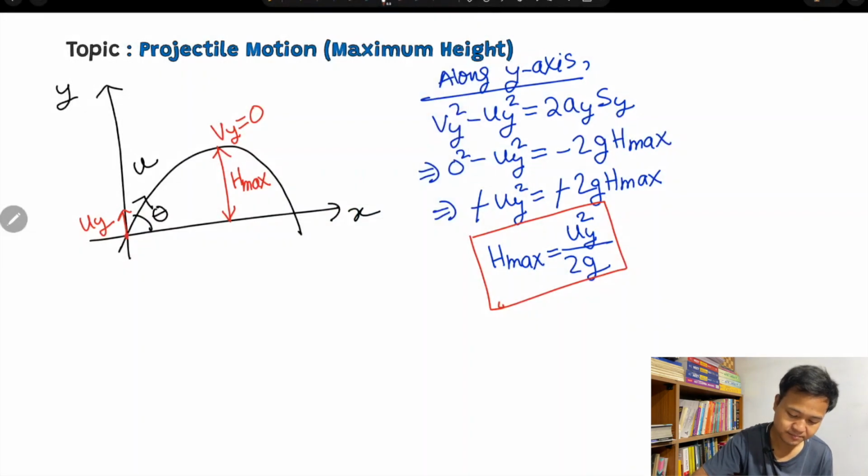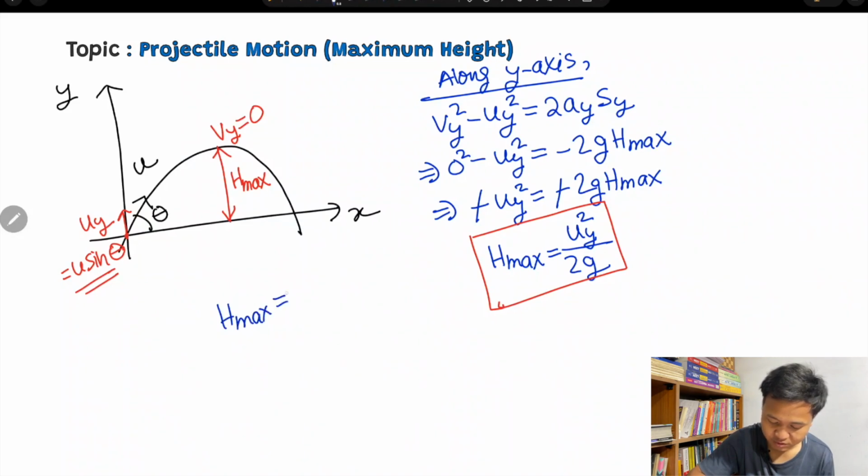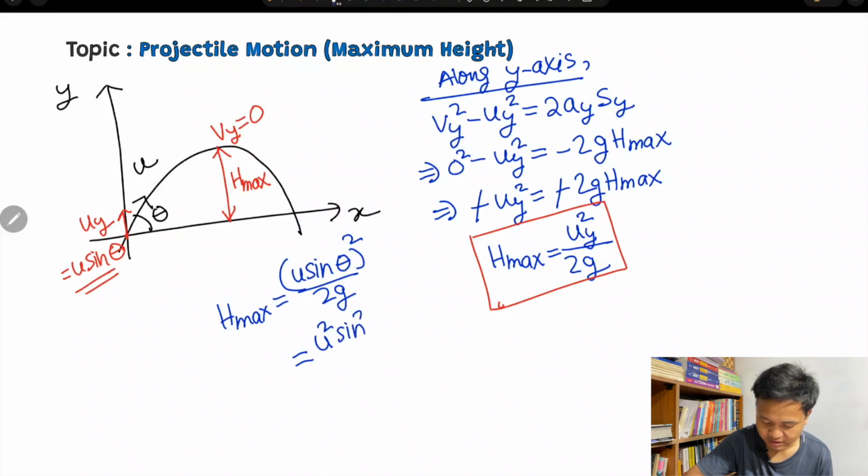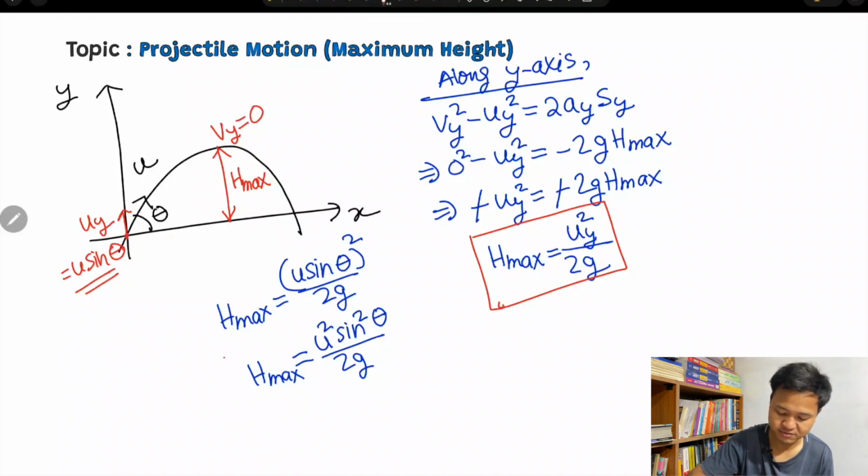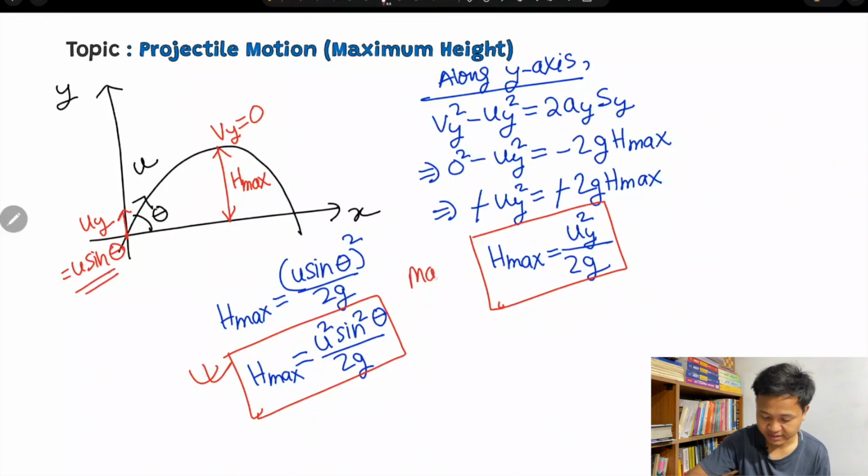So what is uy? Here uy is nothing but u sine theta. Putting u sine theta in, I will have h max equals u sine theta whole square by 2g, so u square sine square theta by 2g. That is the formula. So, the maximum height.